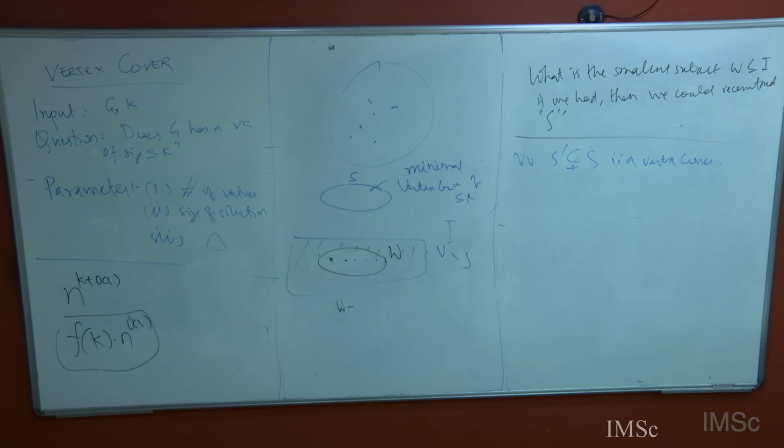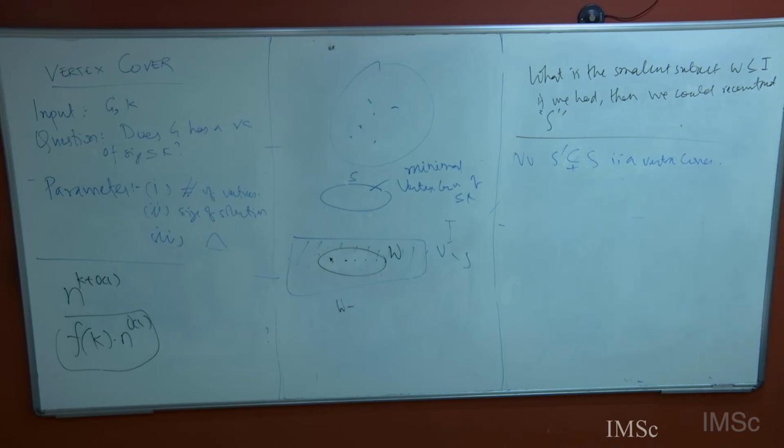What W can I get? So in the complement graph we take the common neighborhood of W. W is what we have to find. What is the smallest subset W of I? If we had it, then we could construct S. We don't have W, we have to construct that W. What is the W that we could come up with such that if you gave me this W, then I know how to get S?